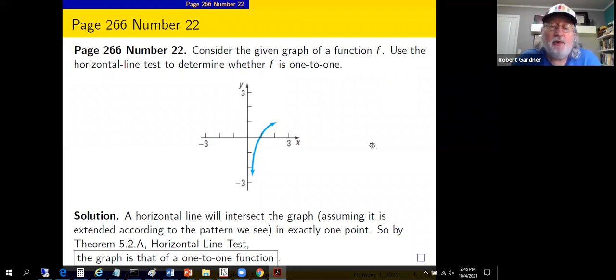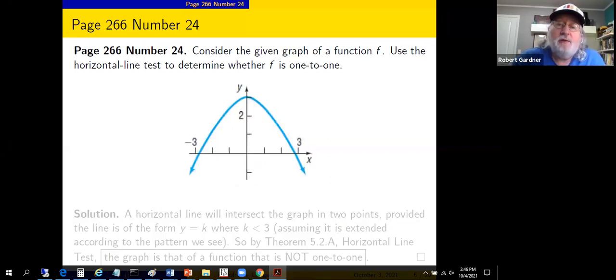We'll talk about that here in connection with one-to-oneness shortly. But a horizontal line will intersect the graph in only one point, in fact, in exactly one point for any given horizontal line. So this does pass the horizontal line test, and this does represent a one-to-one function. Quite a special one-to-one function from our perspective of chapter 5. It turns out this is going to be a log function.